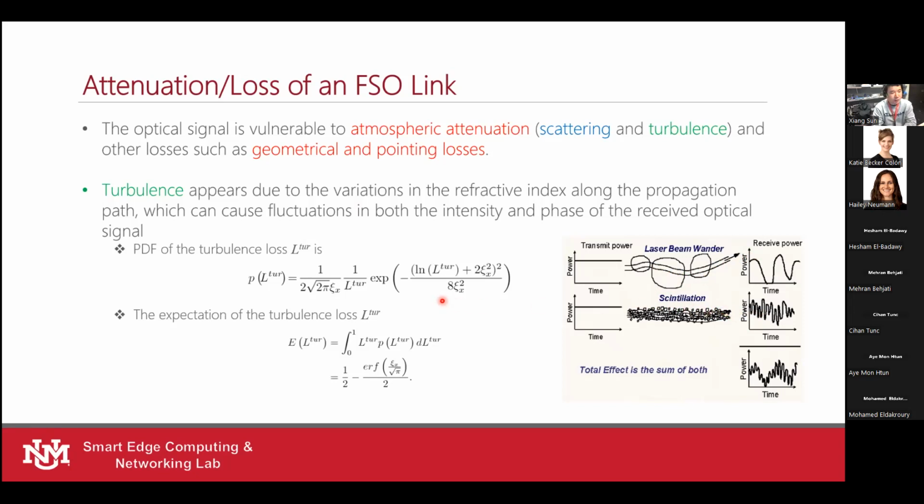So in general, we can use these two equations to calculate. The first one is used to calculate the PDF of the turbulence loss. I will not go over these equations, and most of the time you may see a different equation to calculate or estimate the PDF of the turbulence loss, so it is totally fine. The second one, based on this PDF, we can calculate the expectation of the turbulence loss, right?